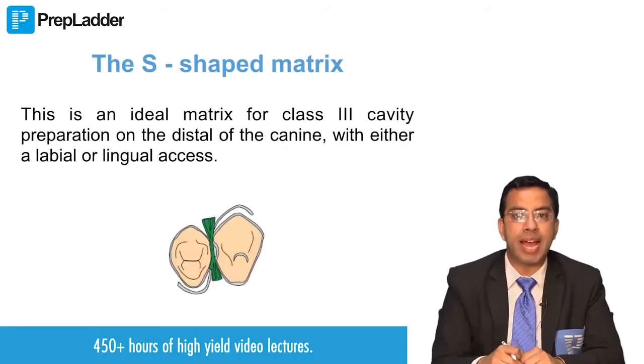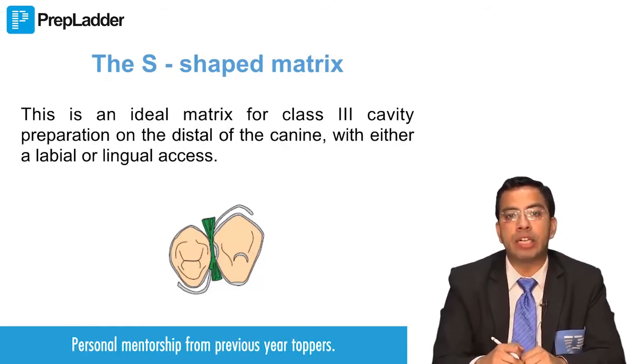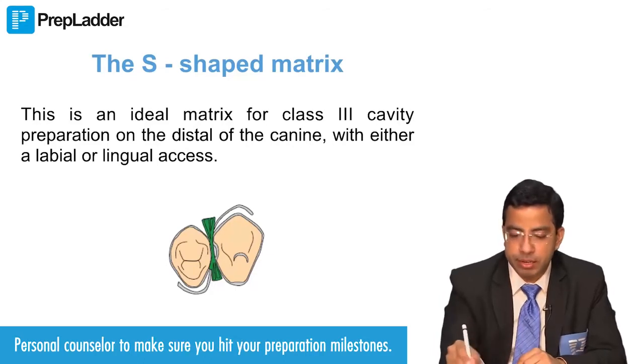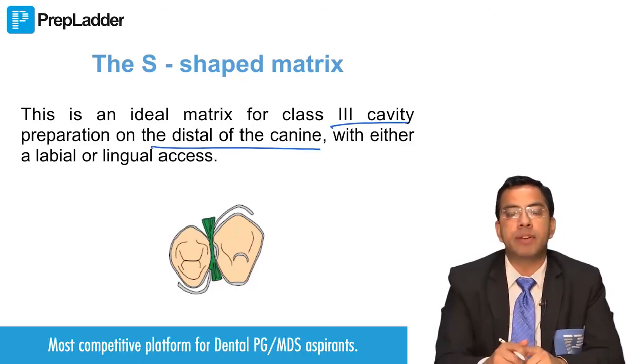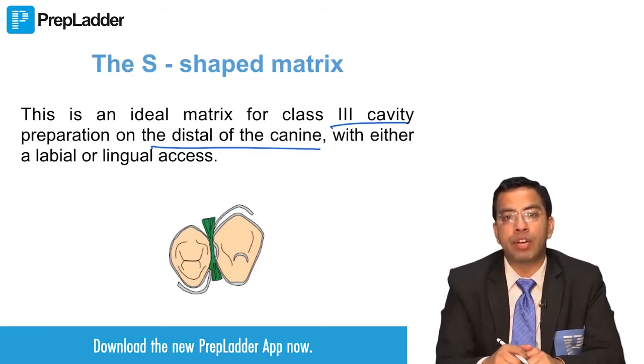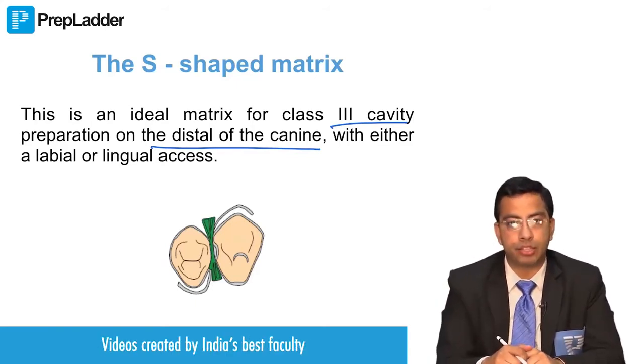Next we come down to the S-shaped matrix. This is an ideal matrix for class 3 cavity preparations on the distal surface of the canine. Class 3 cavities, that means on the proximal surface of the anterior teeth without involving the incisal edge.